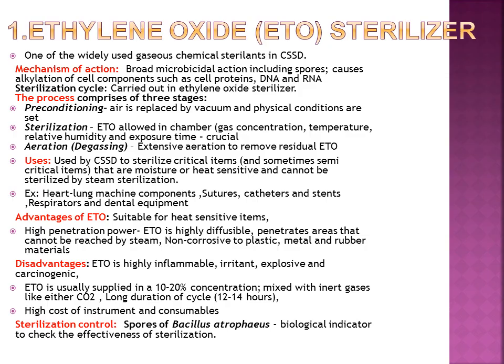Ethylene oxide or ETO sterilizer is most commonly used in the CSSD. Mechanism is microbicidal, where it causes disruption of all the cell components, that is cell proteins, DNA and RNA. The sterilization cycle you have to carry out in 3 stages. So first preconditioning, then sterilization and then aeration.